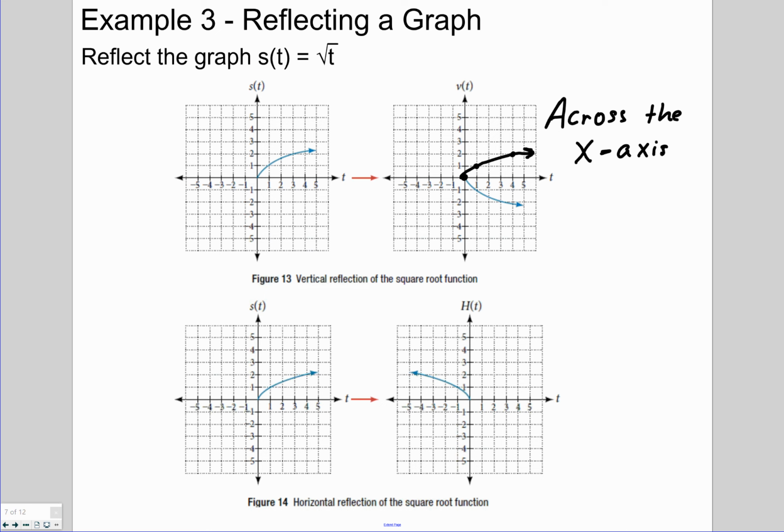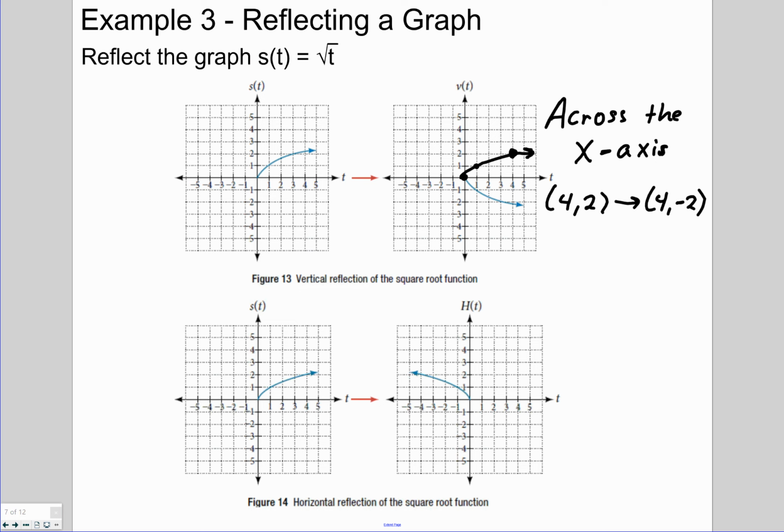Let's focus on this point, (4, 2). What does (4, 2) become when I reflect it across the x-axis? (4, -2). So which value became the opposite? The y value. The y value became the opposite.